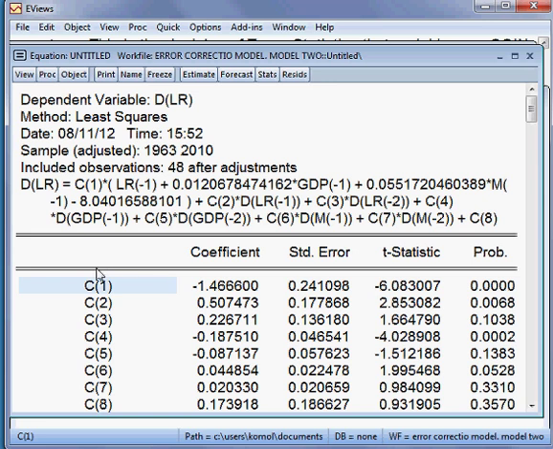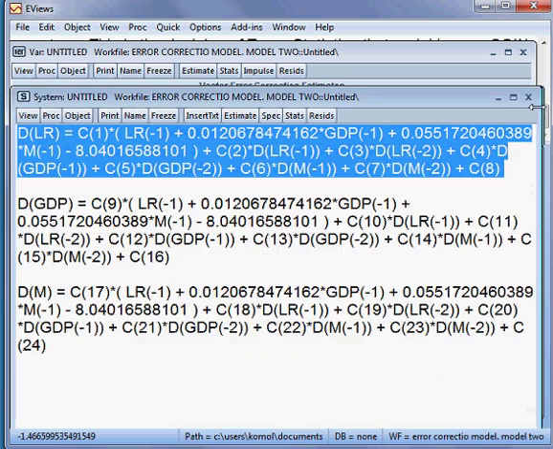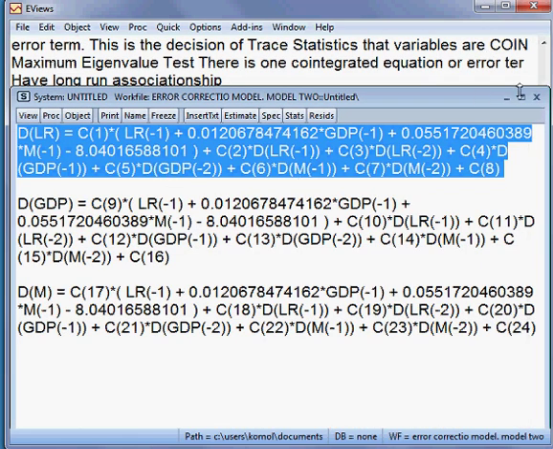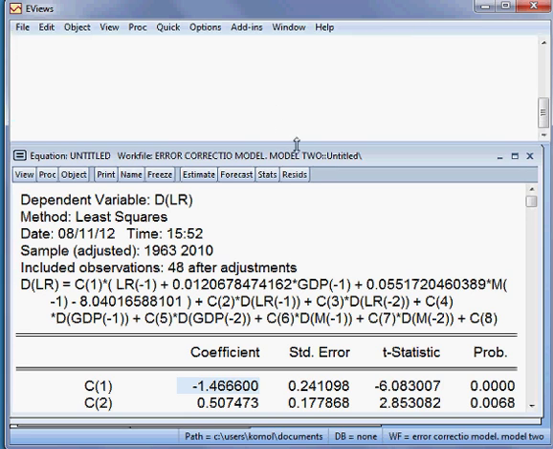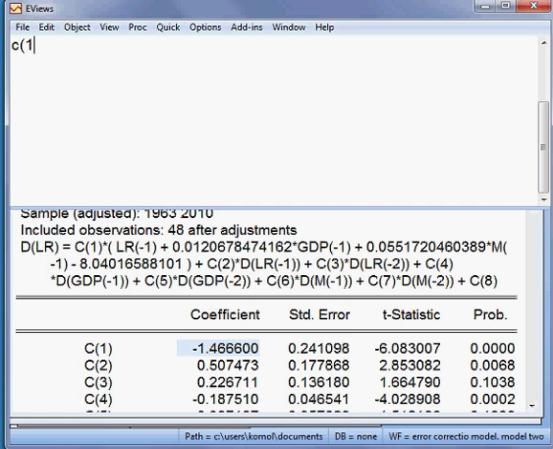Okay, now the question is what does this coefficient, minus 1.46, mean? What does it mean? It means that, I'm writing here. Here the error correction term, that is C1, is how much? It is minus 1.466600.